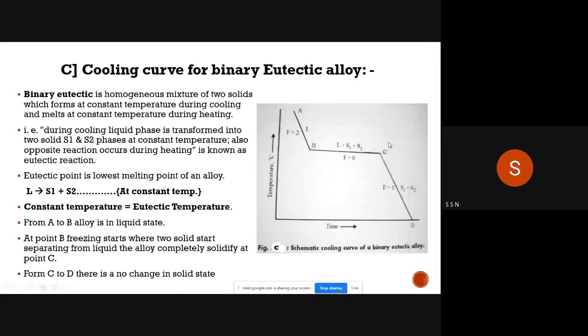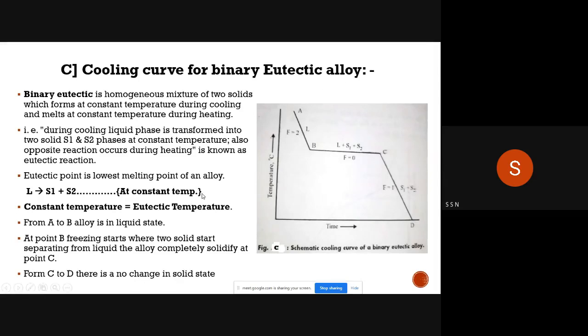That means below C point, if you are cooling, those will be converted again into two different solids. But if you are heating from C point, then you will get the liquid phase only by combination of both the solids. So during solidification, you will get two different solids, and during heating you will get only one liquid from these two different solids. So this is nothing but a binary eutectic alloy, and this is the cooling curve for a binary eutectic alloy.